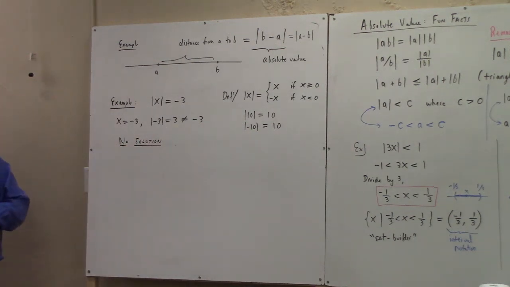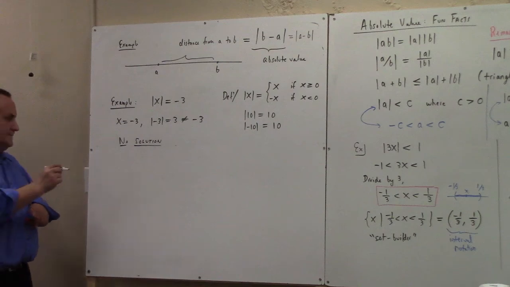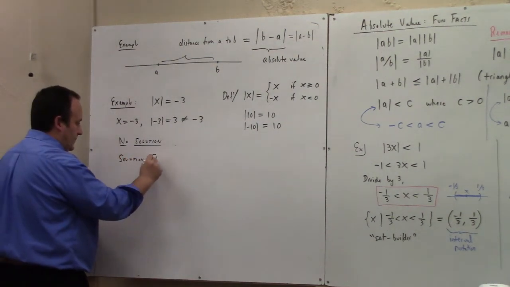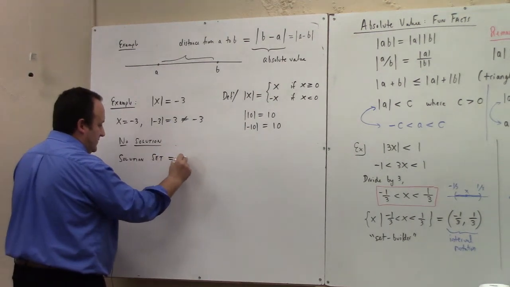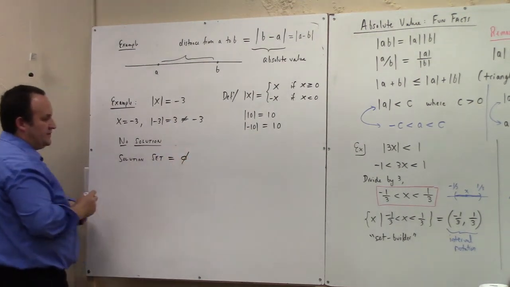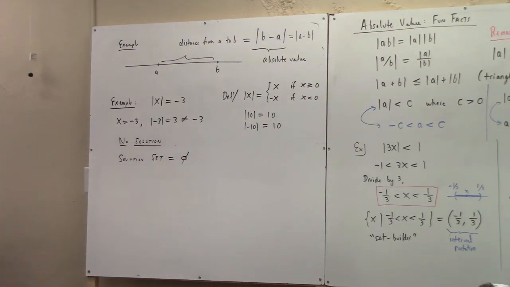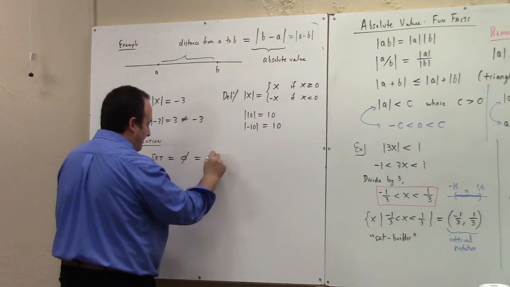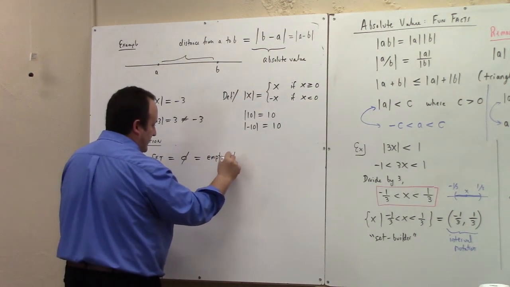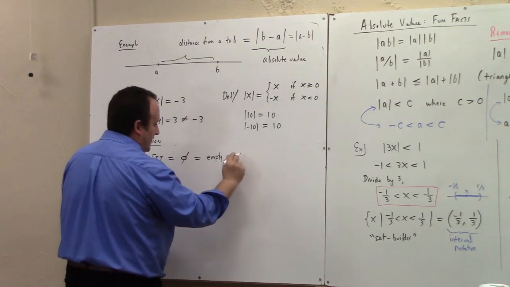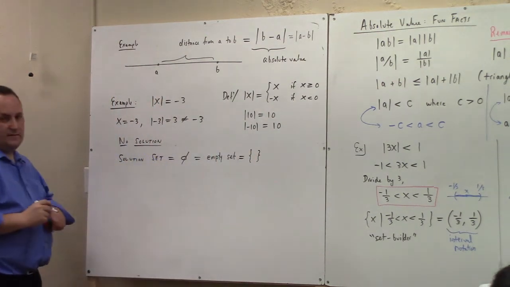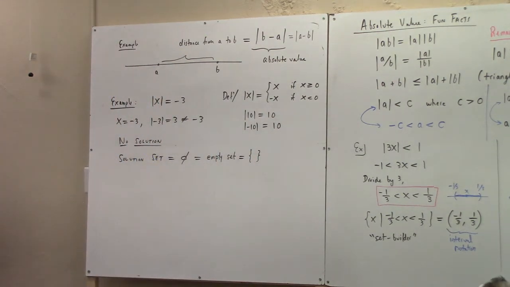What's the solution set? Mathematicians usually use this notation for it. It's like a circle with a slash through it. This is our notation for the empty set. The empty set is the set which contains no elements. Another notation would just be curly brackets like this with nothing in there. It's the empty set, the set with no elements.